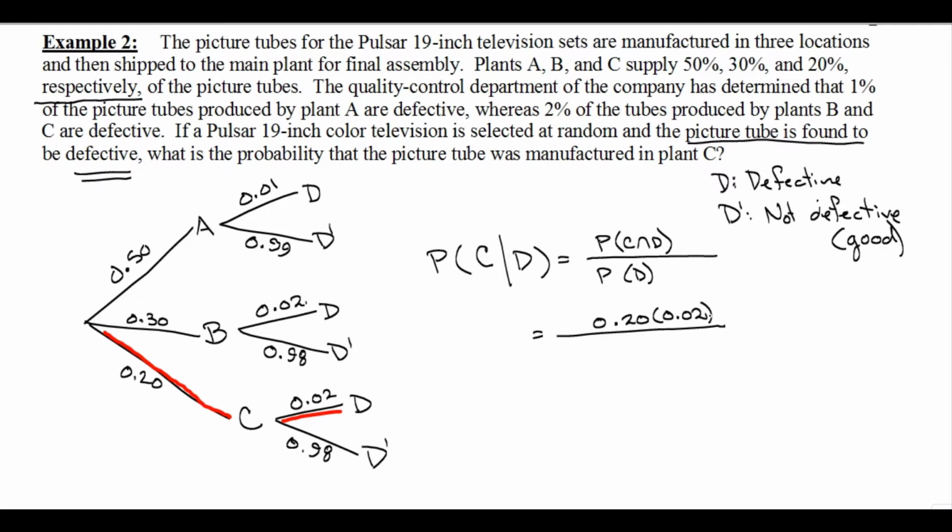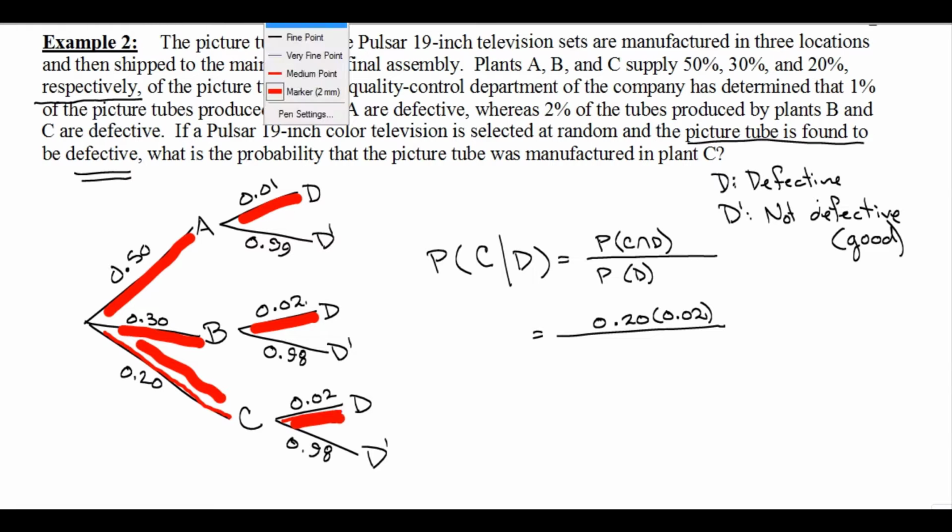And now we need to find the probability of D. So now we find all the ways that it's possible to get to D. There's 3 ways to get to D. That's one way to get to D. We can also go through B to get to D. We can also go through C to get to D. So we're going to add up the products along each of those branches. So 0.5 times 0.01 plus 0.3 times 0.02 plus 0.2 times 0.02.